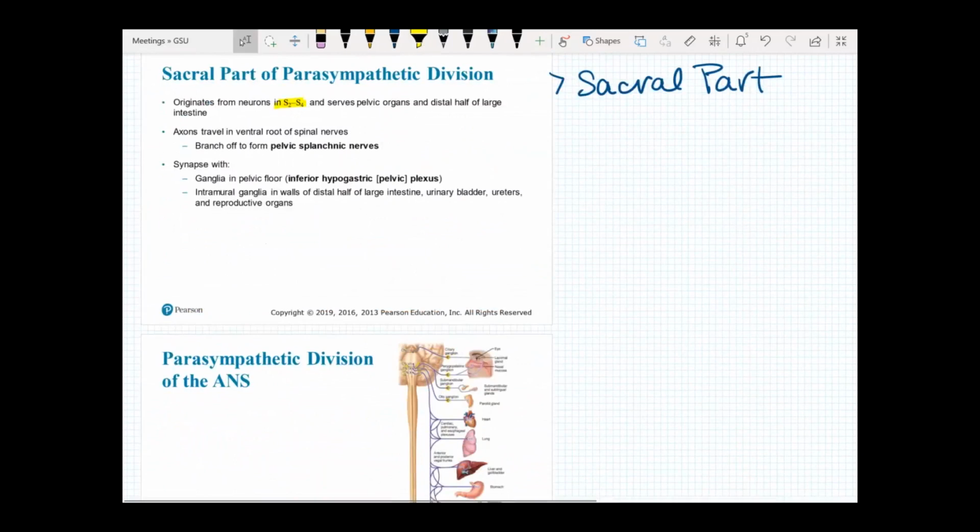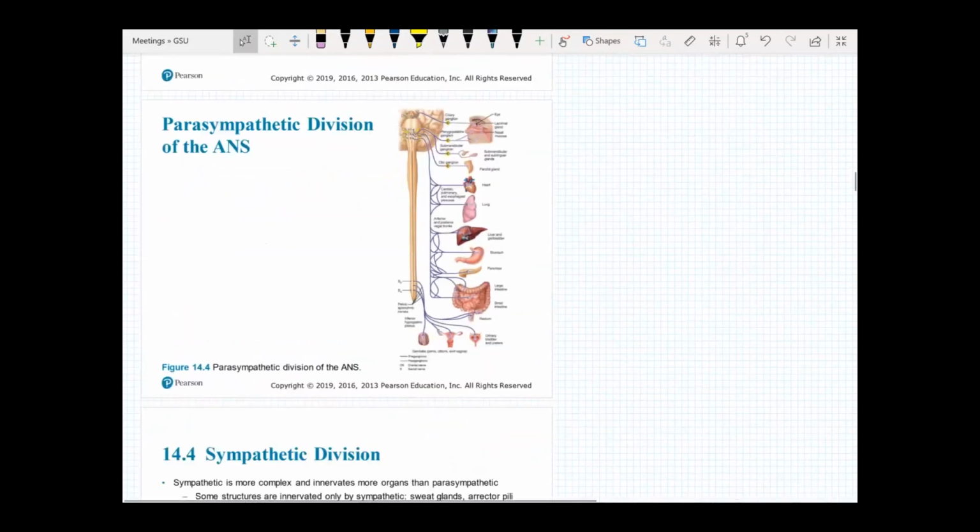And so this is really, really important because it will be responsible for connecting with ganglia in your pelvic floor, your intestines, your urinary bladder, ureters, and reproductive organs for both males and females. So your parasympathetic division will control those pieces. So here's a great example of a layout to be able to see those.